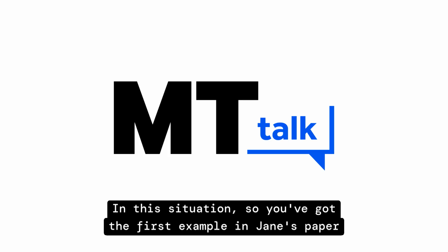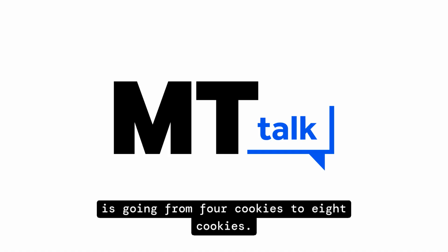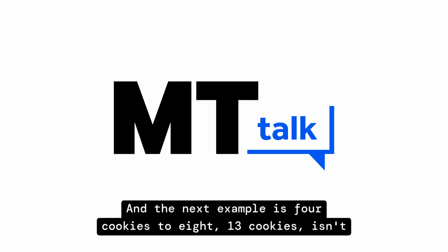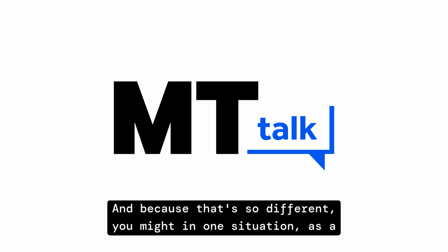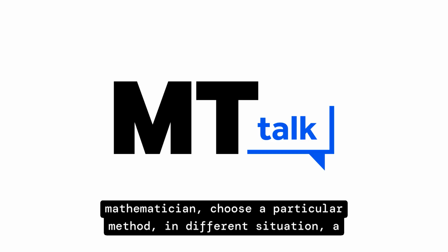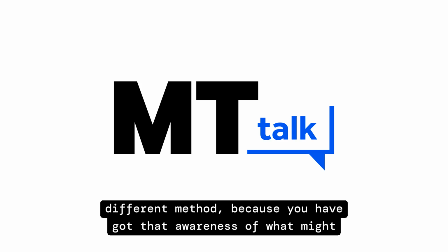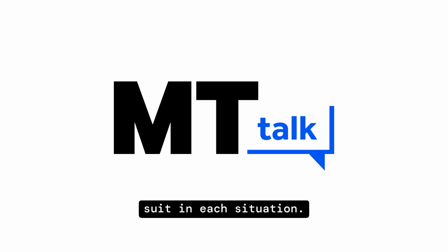In this situation, the first example in Jane's paper is going from 4 cookies to 8 cookies. And the next example is from 4 cookies to 13 cookies, isn't it, I think? Because that's so different, you might, in one situation, as a mathematician, choose a particular method, and in a different situation, a different method, because you have that awareness of what might suit each situation.